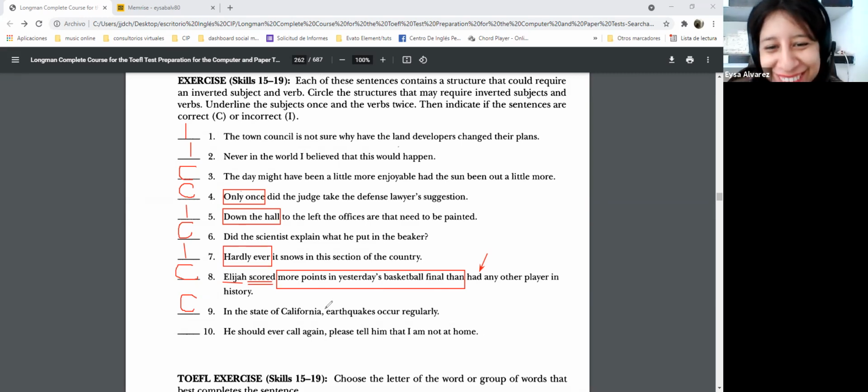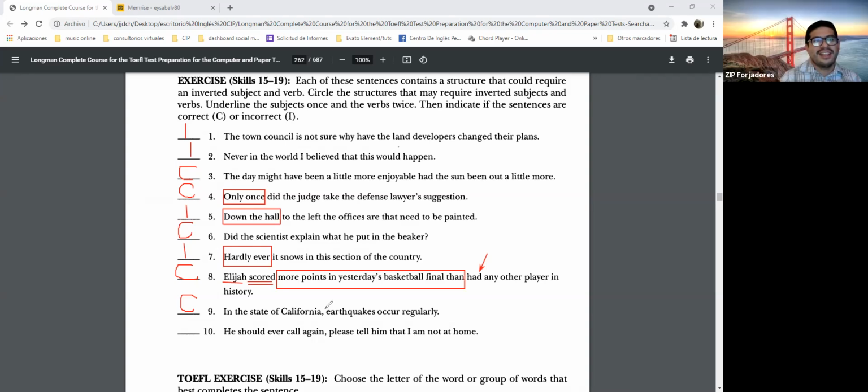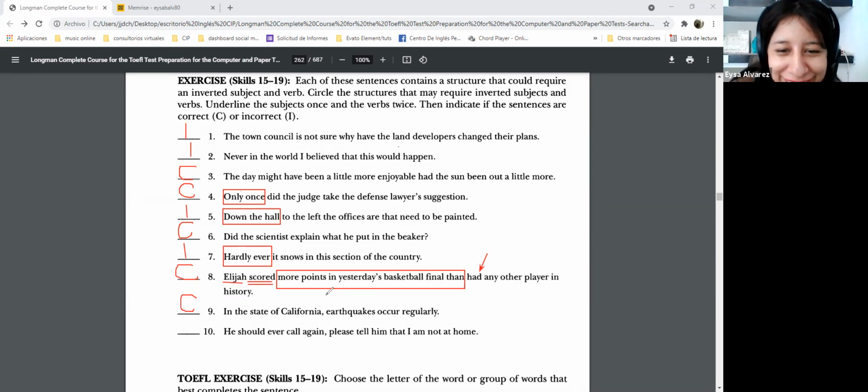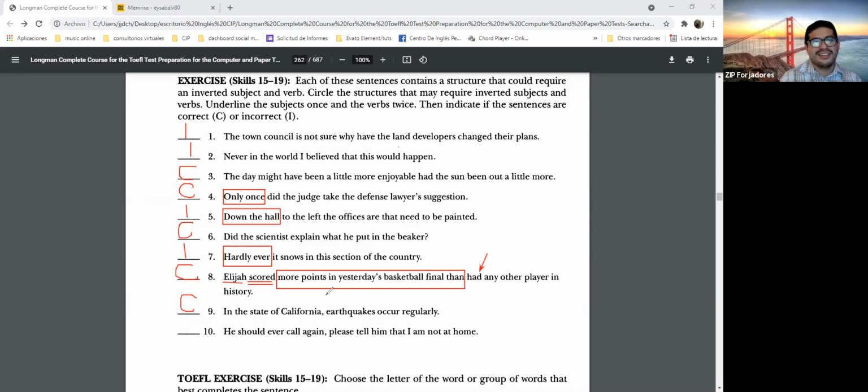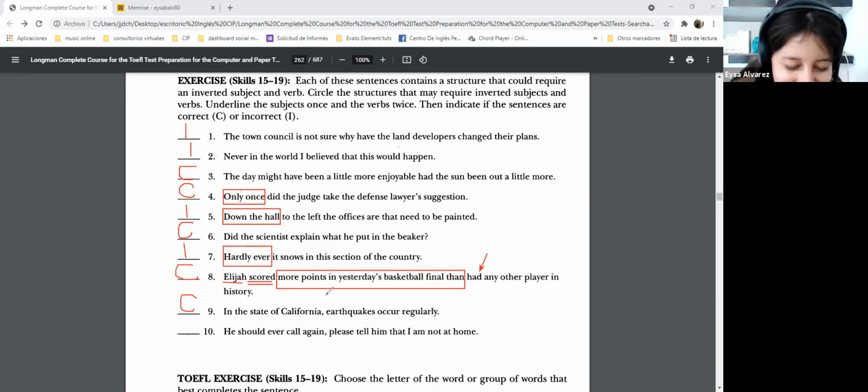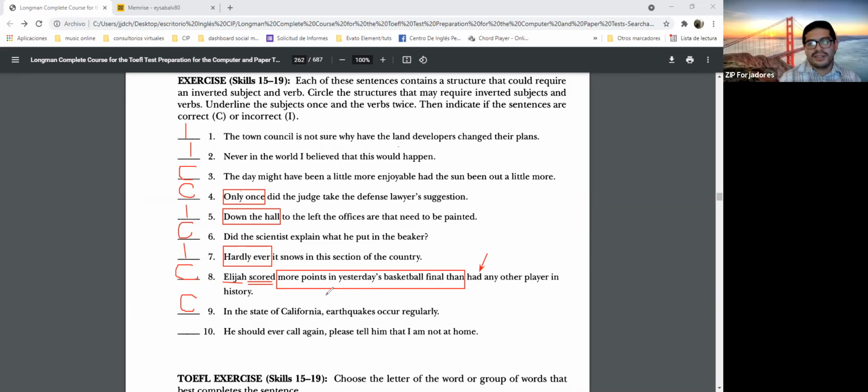Remember the auxiliary. In the state of California, do earthquakes occur regularly? Oh, that's right, interesting. Okay, let's go with number 10, please.